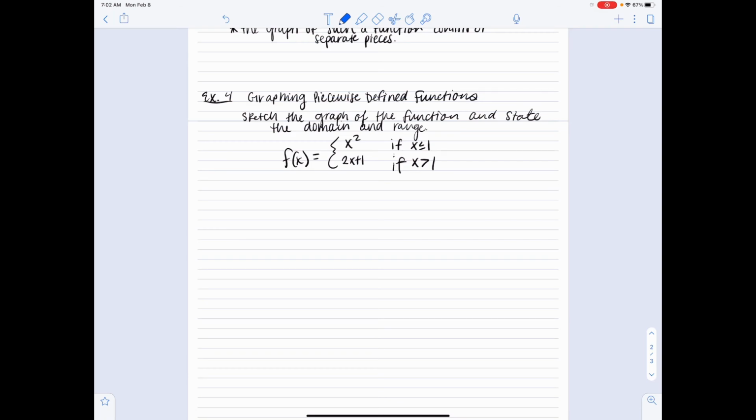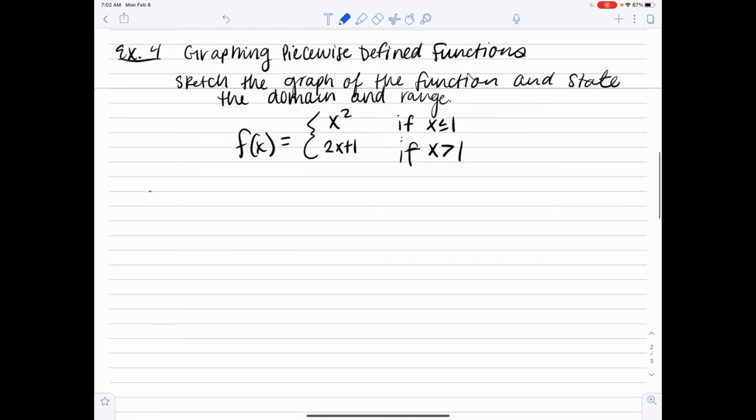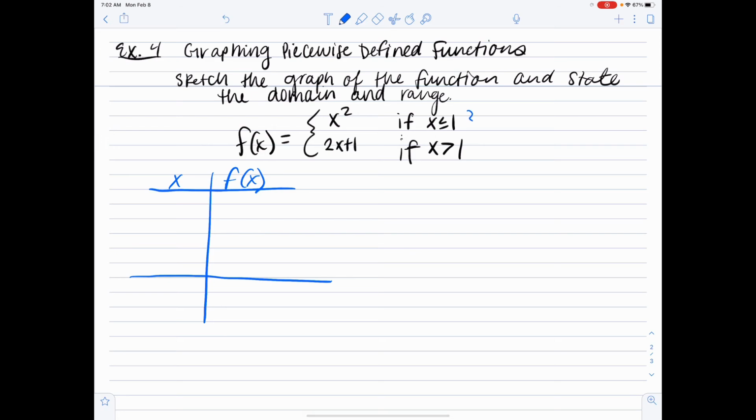All right, so the last one we're going to do is graphing a piecewise defined function. So we're going to sketch the graph of this function and state the domain and range. So we're going to set up the XY chart just like the last ones. But a quick notice is that we have two different functions going on here. So we need to split it. We need to get some values for this function up here and some values for the second function, okay?